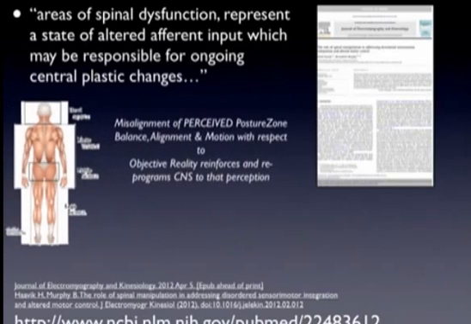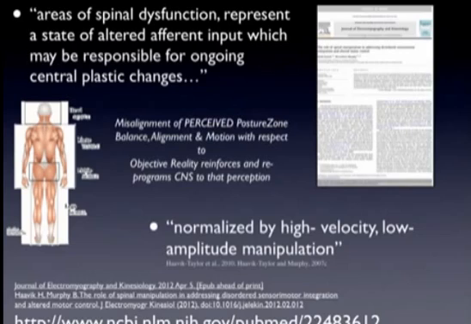by the body. They talk about how areas of spinal dysfunction represent a state of altered afferent input, which may be responsible for ongoing central plastic changes. In other words, the misalignment of the perceived body, by posture zone, how the body is balancing, how it's aligning, and how it's moving, that misalignment with respect to objective reality reinforces and reprograms the CNS to that perception. And Haavik and Taylor go on to say that this is normalized by high-velocity, low-amplitude spinal manipulation.